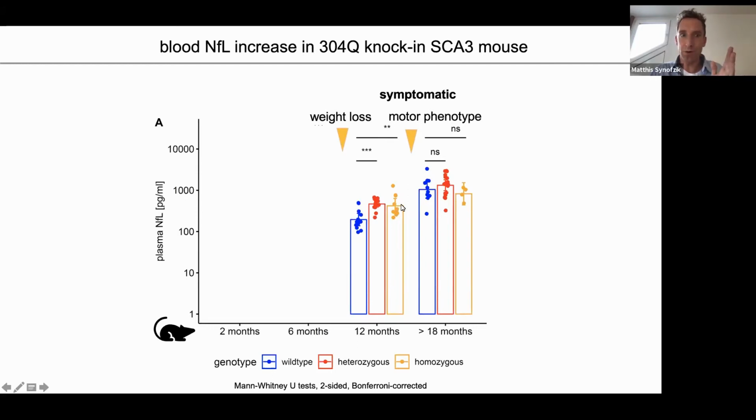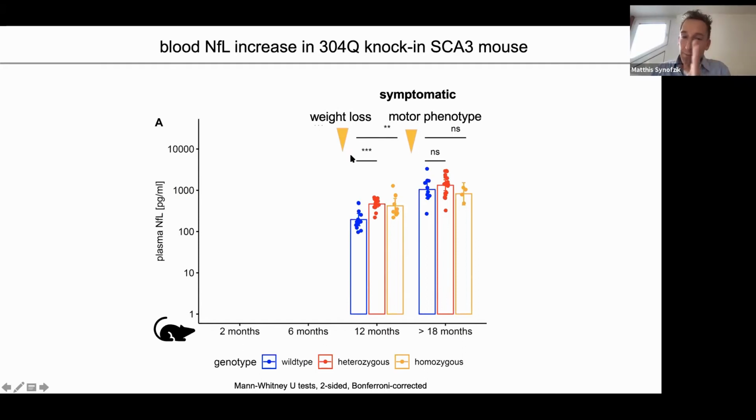So before the motor onset. Interestingly, in the late stages, this levels off, and it's not because NFL reduces in the SCA3 mice, but because the wild type ramp up. And that's just because the mice get older and the brain degenerates, and then NFL gets released. So you lose the effect in the aging mice.